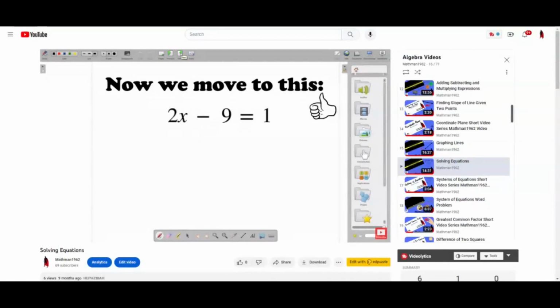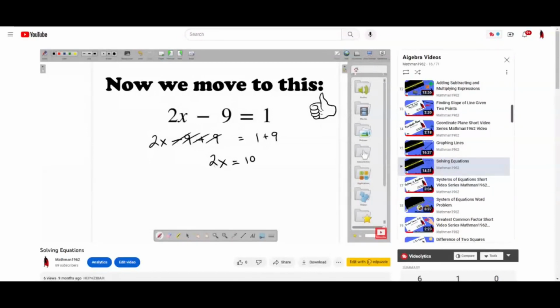Now we've complicated the problem just a little bit because we are subtracting 9. We're also multiplying by a 2. We always get rid of the things that are being added or subtracted to the variable first. So I need to get rid of this negative 9. So I'm going to take 2x minus 9, and to make that negative 9 disappear, I need to add 9. If I do that on the left, I need to do that on the right. These add out. I'm left with 2x. 9 plus 1 is 10.